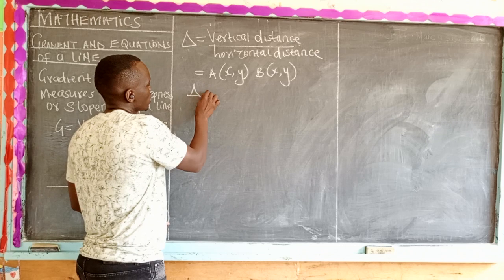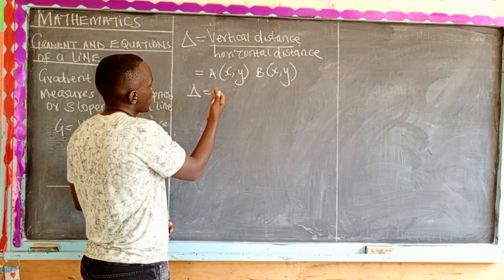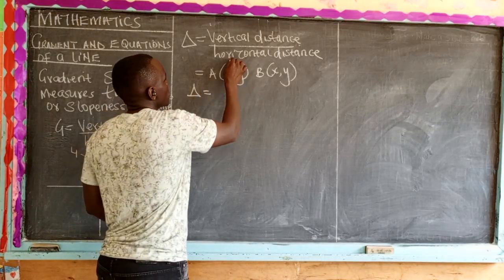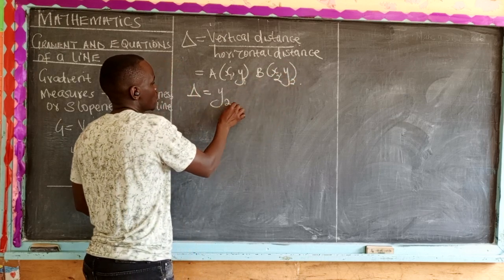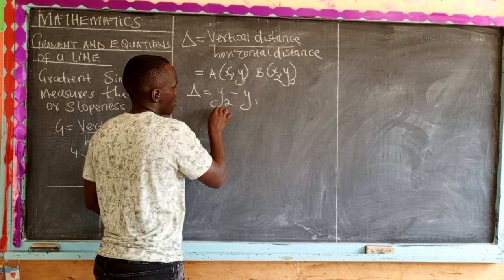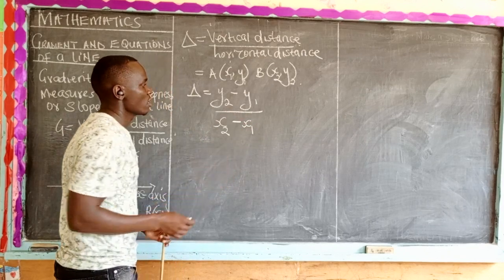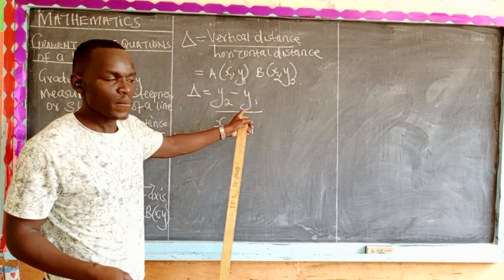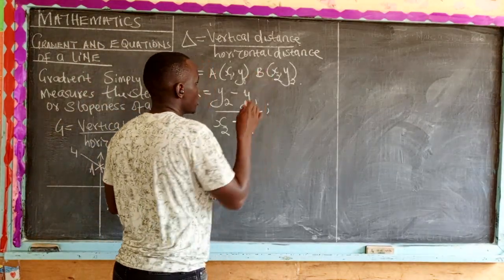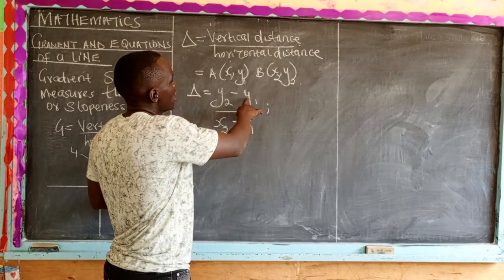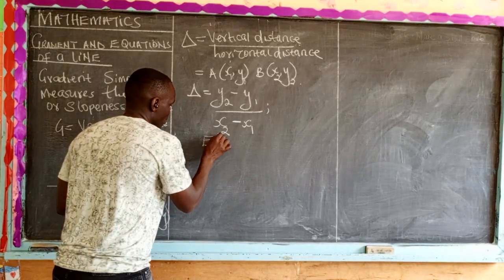So gradient will be given by change in y over change in x. Change in y over change in x. So we will have x1, y1, x2, y2. So we will have y2 minus y1 all over x2 minus x1. When we get the difference here, we get the gradient.